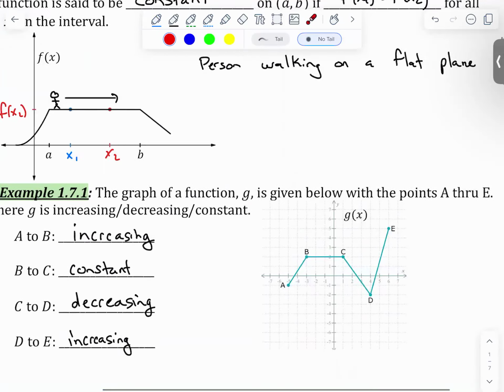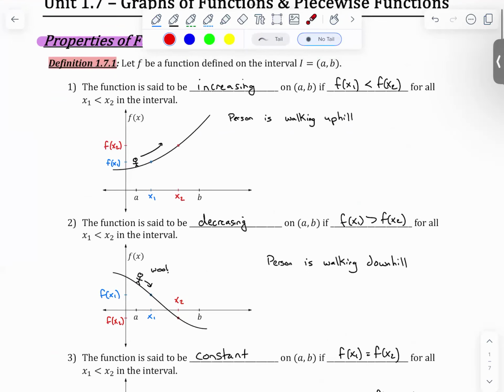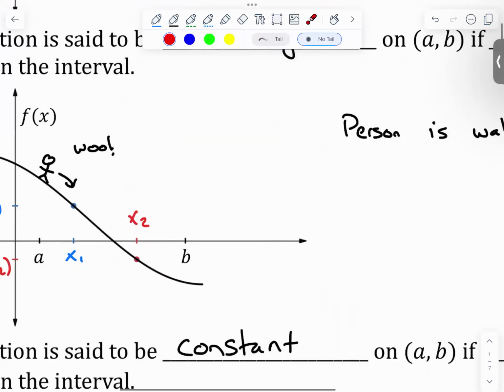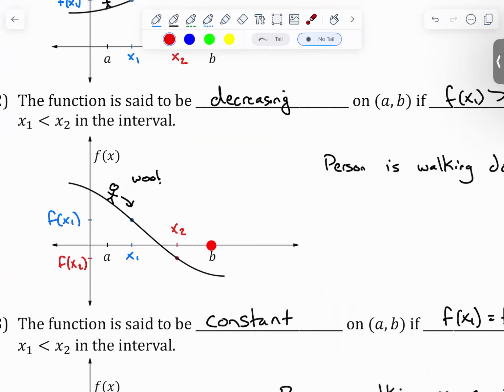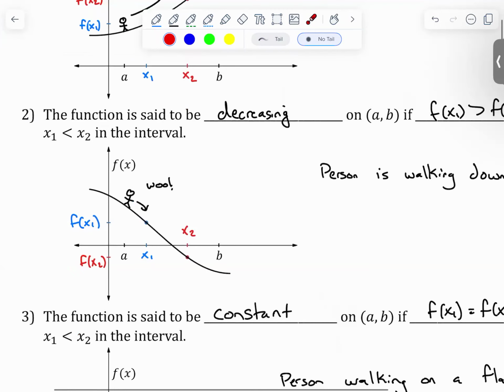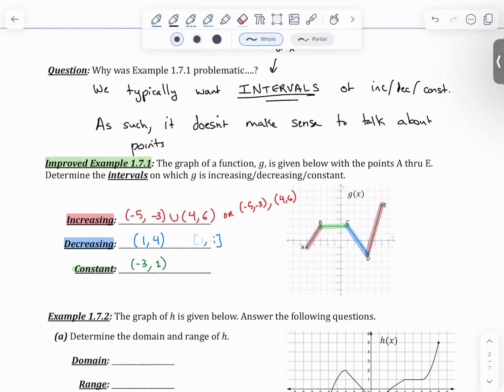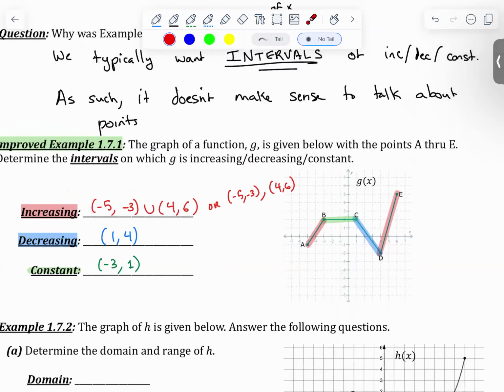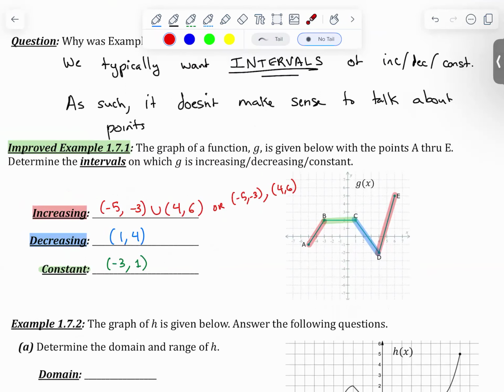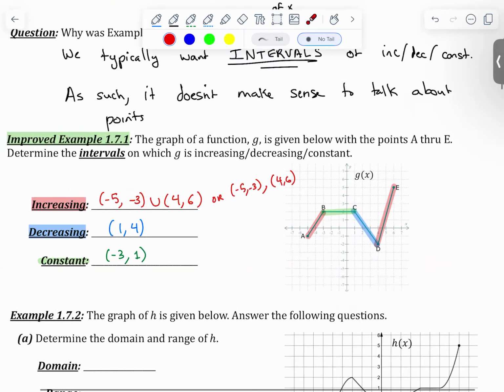The whole point of the definition is that I can pick any 2 points, and as long as one is less than the other, it should be the case that f of x sub 1 is either less than f of x sub 2 or vice versa. But if you include the endpoint, then you can't find anything to the right of it. So I don't really agree with it, but some textbooks will write it that way. Ours should write it with parentheses.